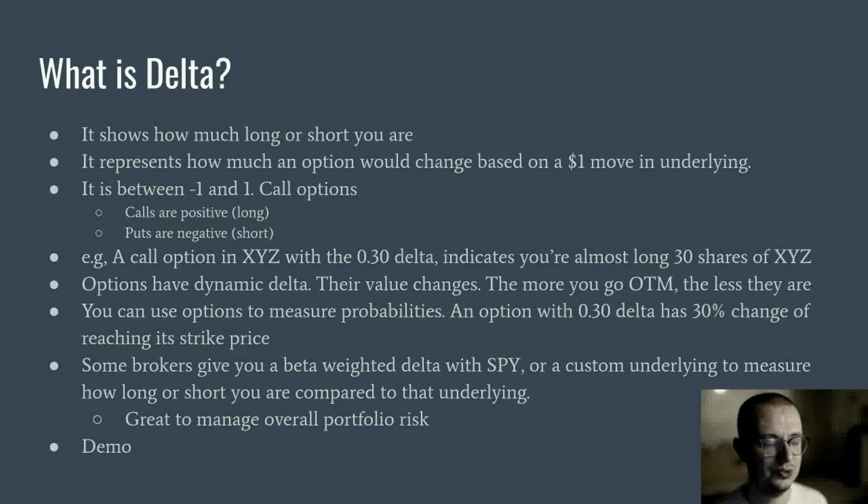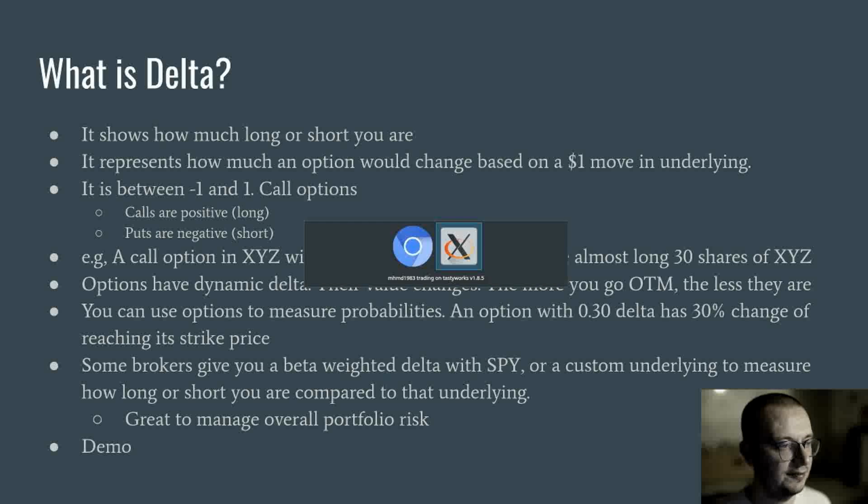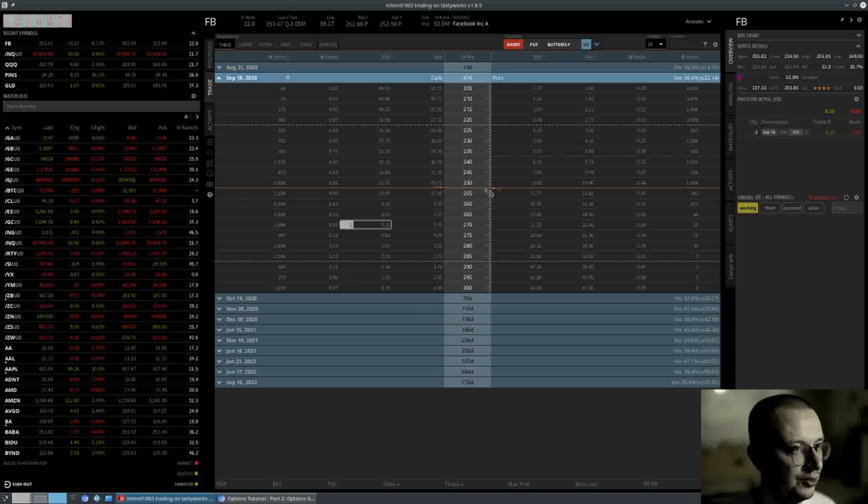Next, I'll show you how to read delta in an actual software. Again, we're going with Facebook. I am picking September 18 options. Again, on the left, you see the calls, and on the right side, you can see the puts. Stock is trading at 253.67.